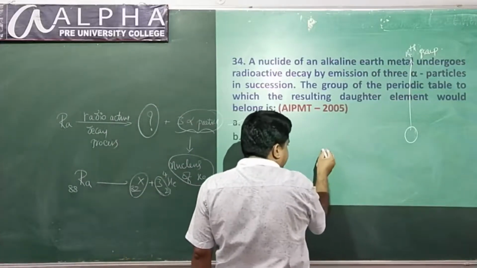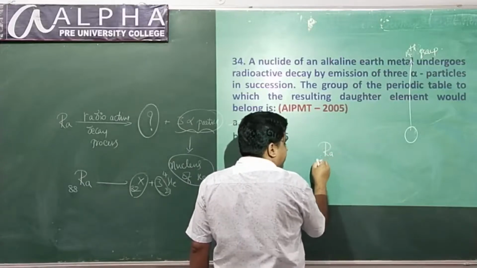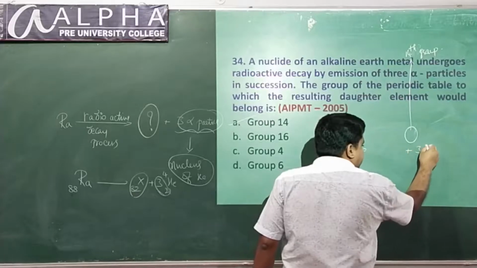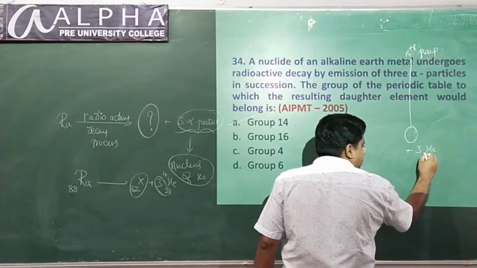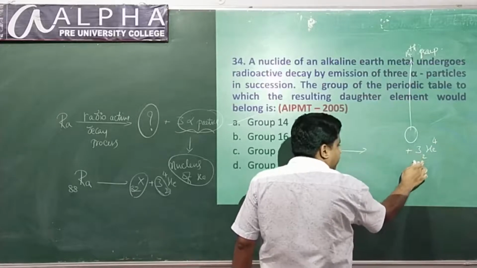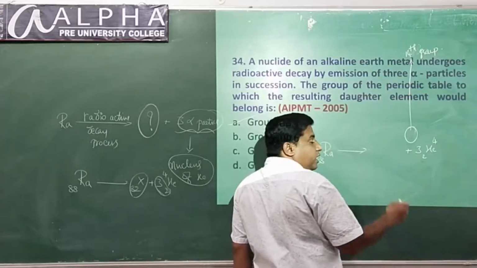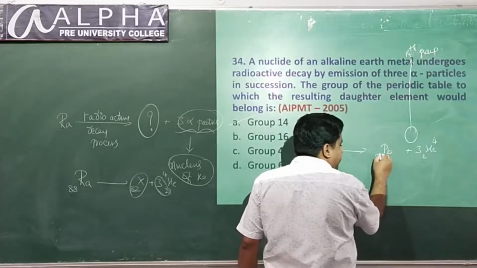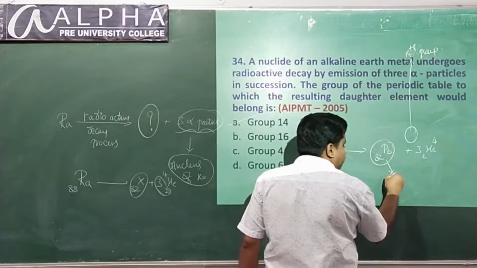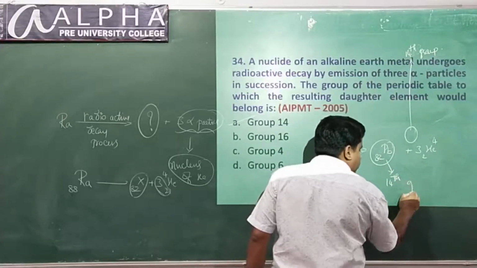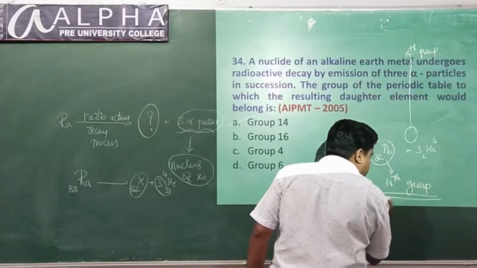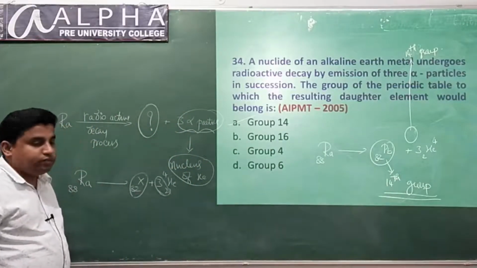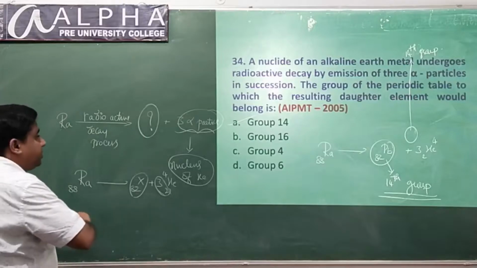So can I write the reaction like this? Radium 88 upon losing 3 alpha particles. 3 alpha particles are nothing but nucleus of helium. 3 2s are 6, so now the atomic number is reduced by 6. So which is the element whose atomic number is 82? It is lead. Lead belongs to 14th group. So the answer for this question is option A. Yes, excellent. Okay, next question.